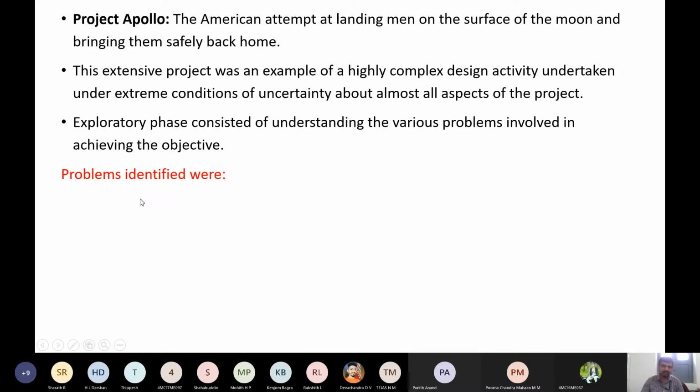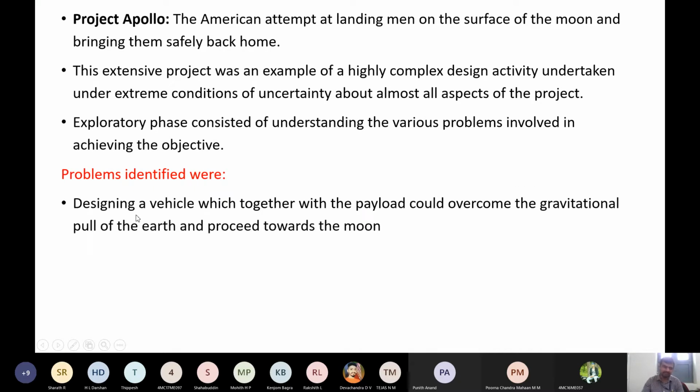So in the explorative phase, the people who worked on this project were able to identify some of the problems. The first problem was designing a vehicle which together with the payload could overcome the gravitational pull of the earth and proceed towards the moon. So this was the first problem. It has to escape from the earth and then reach the lunar, that is moon, orbit.